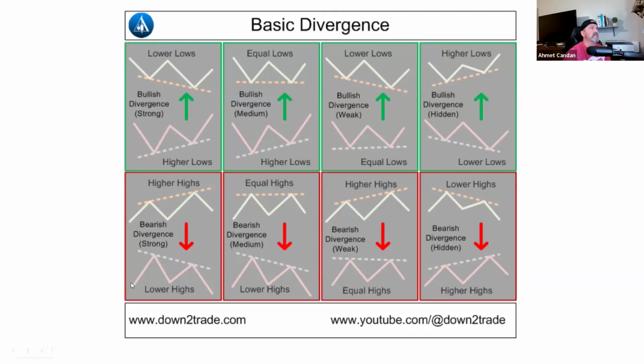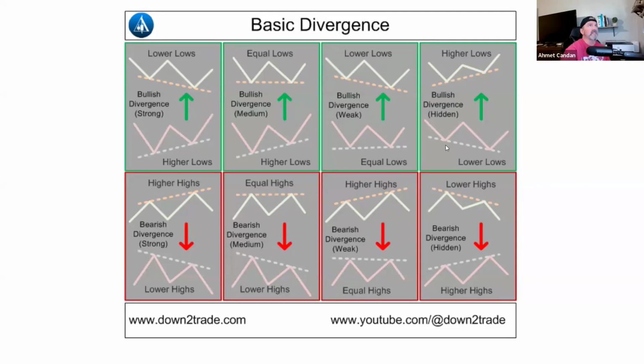Now, these first three columns show what we call regular divergence. So we have bullish strong, medium, and weak divergence. And then we have their bearish counterparts. Again, strong, medium, and weak. So these 6 boxes right here represent what we would call regular divergence. Now, these two over here on the right are what we would call hidden divergence. Okay, so regular divergence over here and hidden divergence right here.